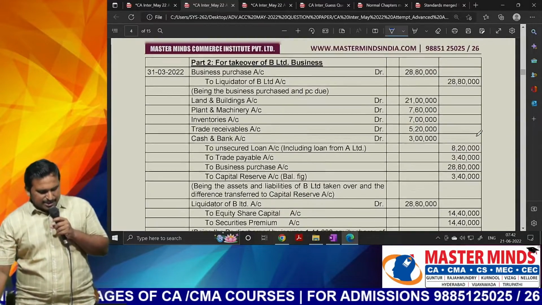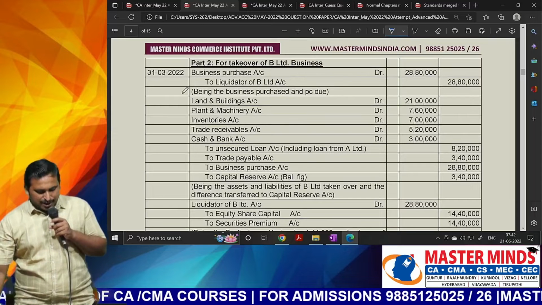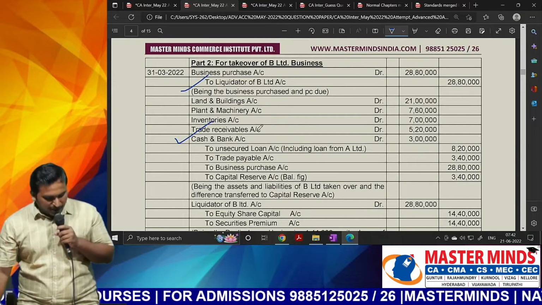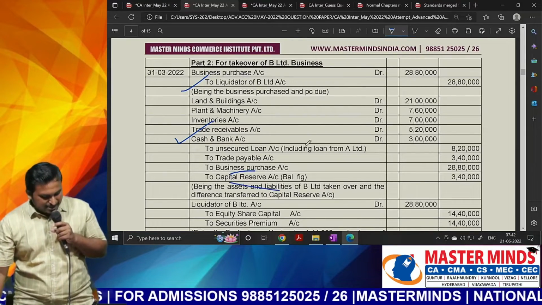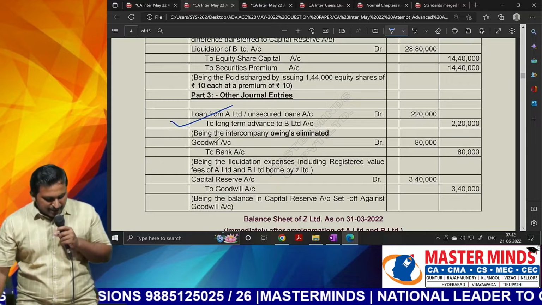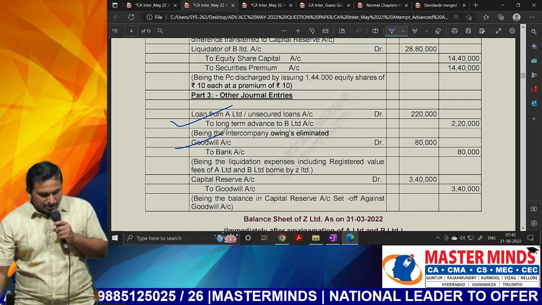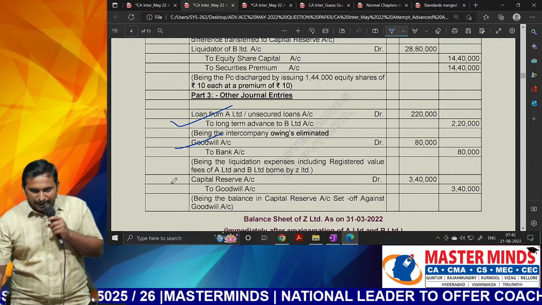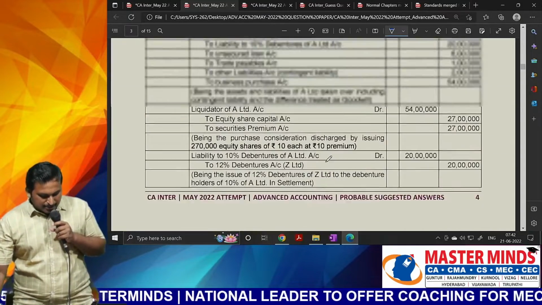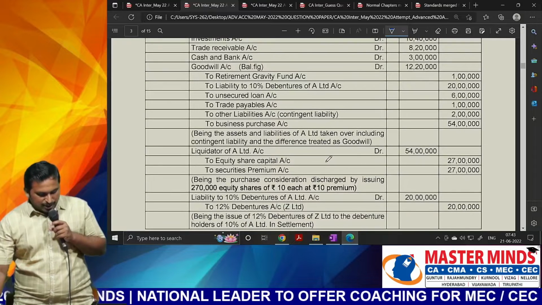Some basic journal entries only will pass for takeover. Business purchase to liquidator, then assets incorporation, then we write business purchase, balancing figure to capital reserve. Intercompany owings we eliminate. Any liquidation expenses, we'll write goodwill to bank. Later on, adjustment of capital reserve to goodwill. So like that, some simple points only were given in the question.